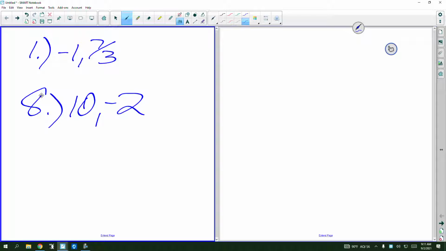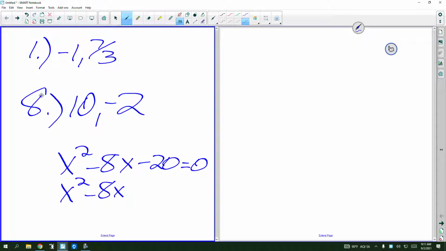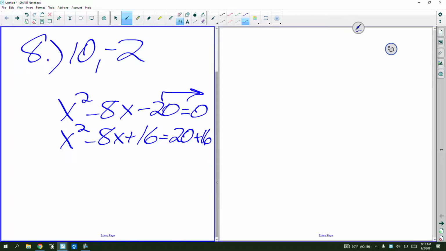Number 8. X squared minus 8x minus 20 equals 0, but I don't have room for that, so it said completing the square. Oh, I had to put the 0 there. So, x squared minus 8x, divide by 2, square it, add 16, equals 20 plus 16, because I moved this over, right? And then that's x minus 4 squared equals 36.